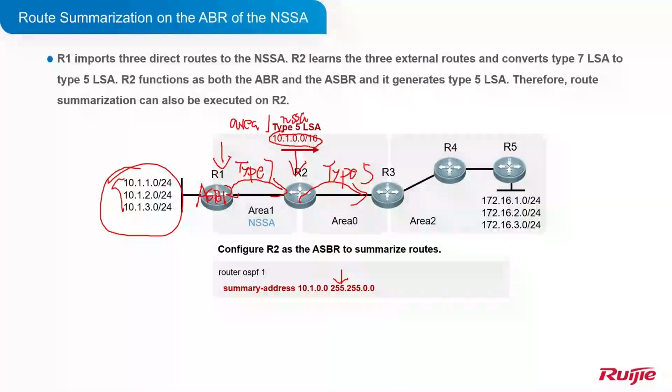And for this segment, we use the type 5 LSA information and deliver this information to area 0 and area 2. And on R3, R4, R5, we use show ip route ospf and can just see the 10.1.0.0 summary routing information. Okay, so this is the summarization for special area. Okay, and next.